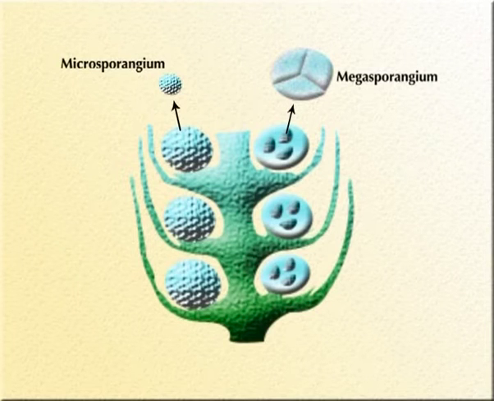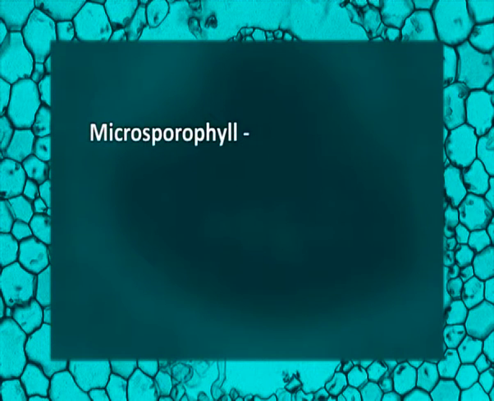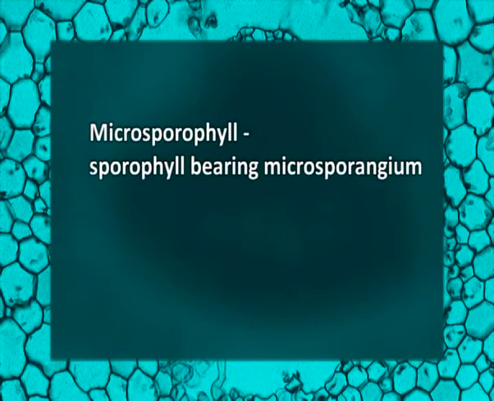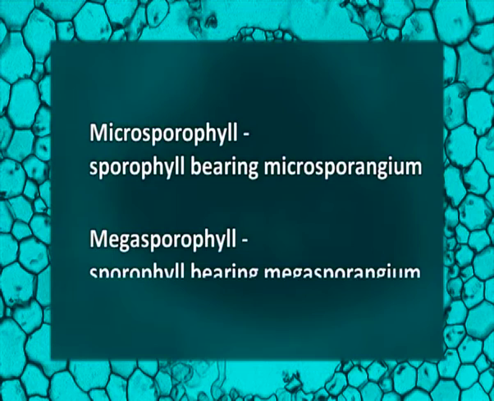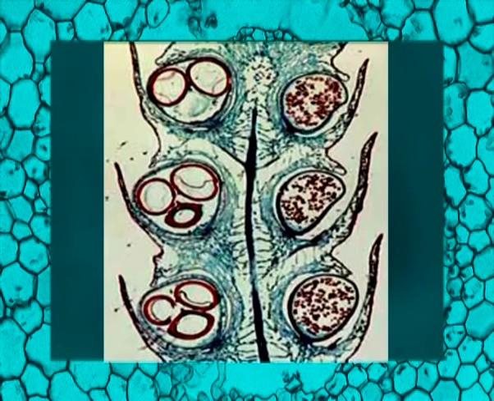The sporangia are borne singly in the axils of the sporophylls. The sporophyll bearing microsporangium is called microsporophyll, and the one with megasporangium is known as megasporophyll. The sporophylls are spirally arranged around a central axis.